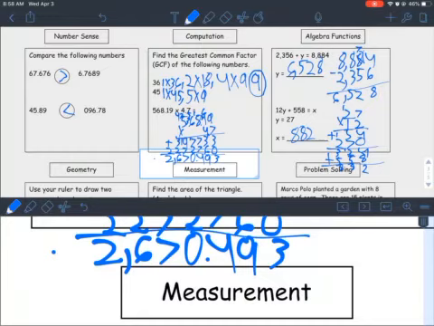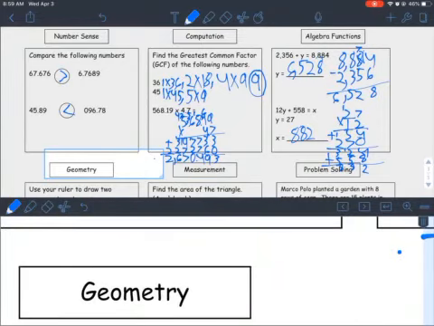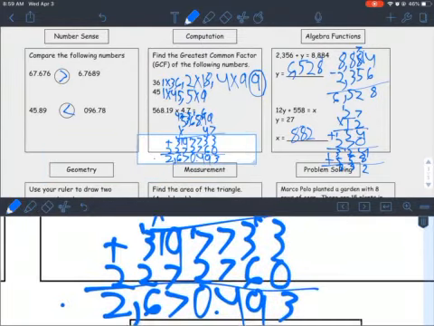Annex a 0. 4 times 9? 36. 4 times 1 is 4, plus 3 is 7. Quentin, what's 4 times 8? 32. 4 times 6? 24. Plus 3? 27. 4 times 5? 20. Plus 2? 22. A little rapid fire there.